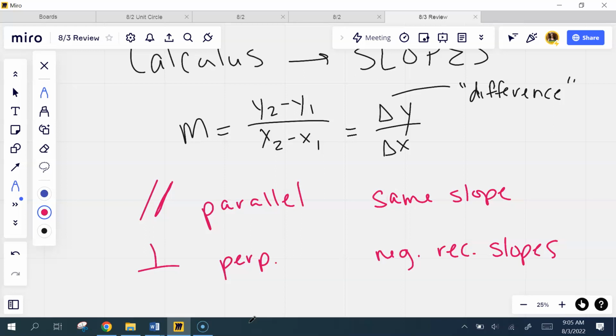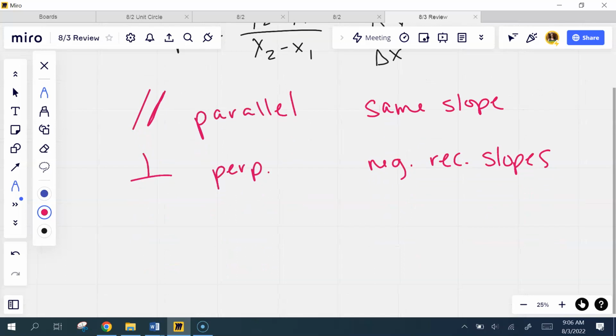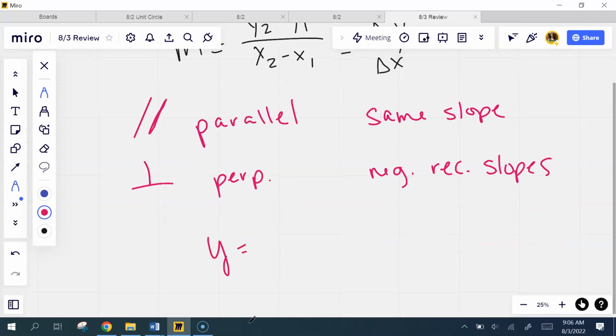Everybody okay so far? Just kind of a recap. This is a little bit of an Algebra 1 recap with a little calculus-y spin on it. Given a point and a slope, how do you write the equation of a line? Okay, so y equals mx plus b is slope-intercept form, and probably not, although you can, you'll have to do some manipulation to find b.